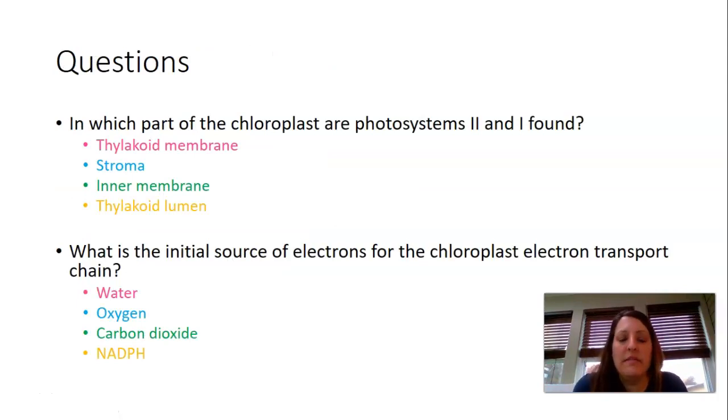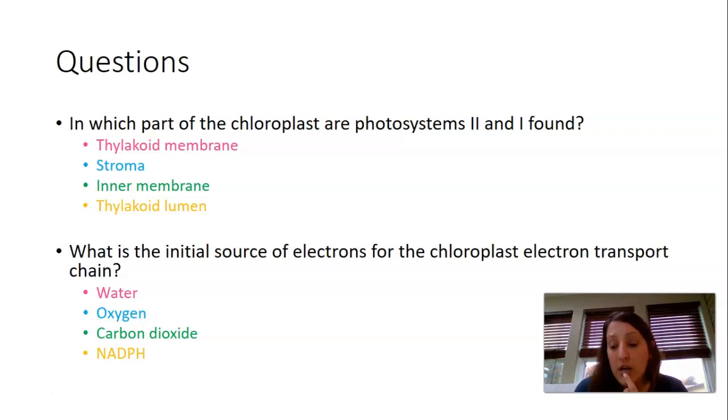In which part of the chloroplast are photosystems 2 and 1 found? Notice how I put 2 before 1. That's because that's the order in which they really work. Okay, so where do we find them? Do we find them in the thylakoid membrane? Or do we find them in the stroma? Are they located in the inner membrane of the chloroplast? Or are they located in the thylakoid lumen? So where do we find photosystems 2 and 1?